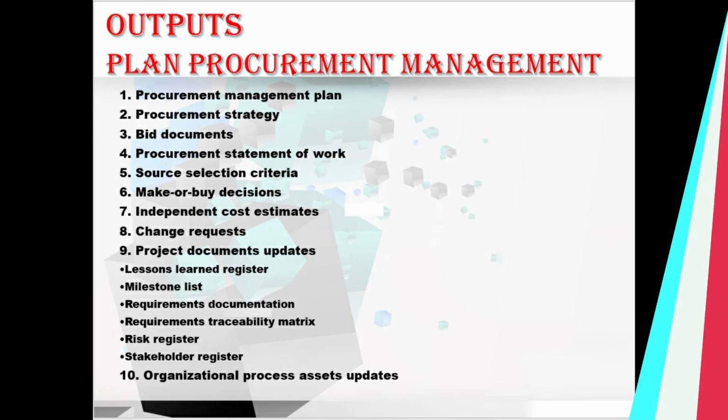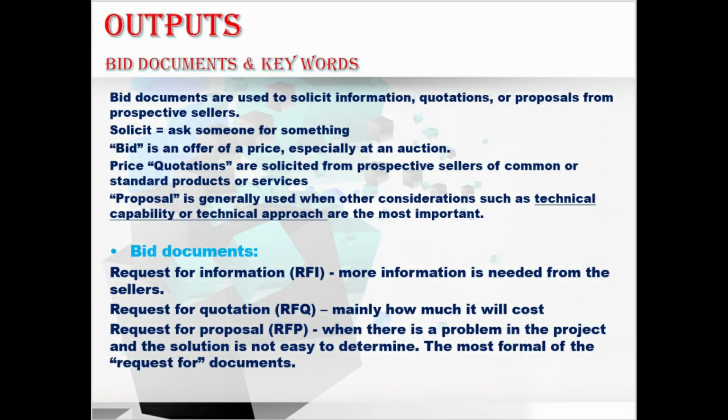We have bid documents. The main use of these bid documents is in soliciting information, quotations or proposals from prospective sellers. Before going to the types of bid documents, we will understand what is a bid, what is a price, and what is a quotation or proposal. What is a bid? A bid is an offer of a price, especially at an auction. Coming to the price, quotations are solicited from prospective sellers of common or standard products or services. And coming to proposal, a proposal is generally used when other considerations such as technical capability or technical approach are the most important point there.